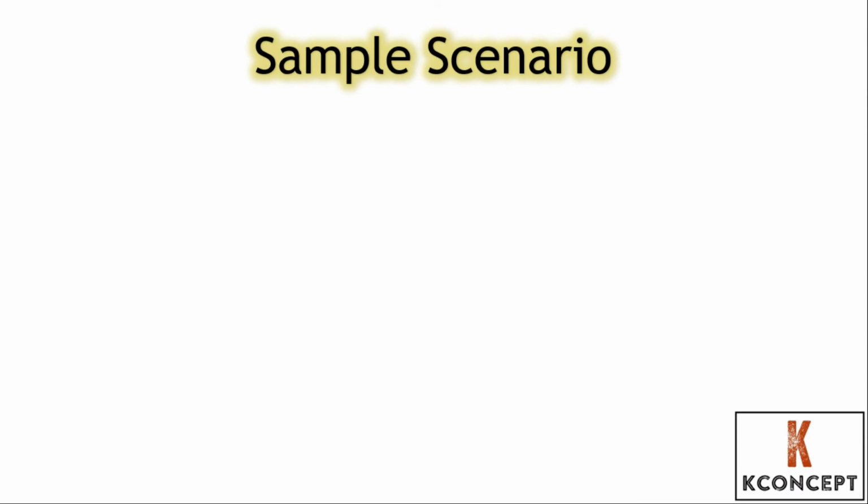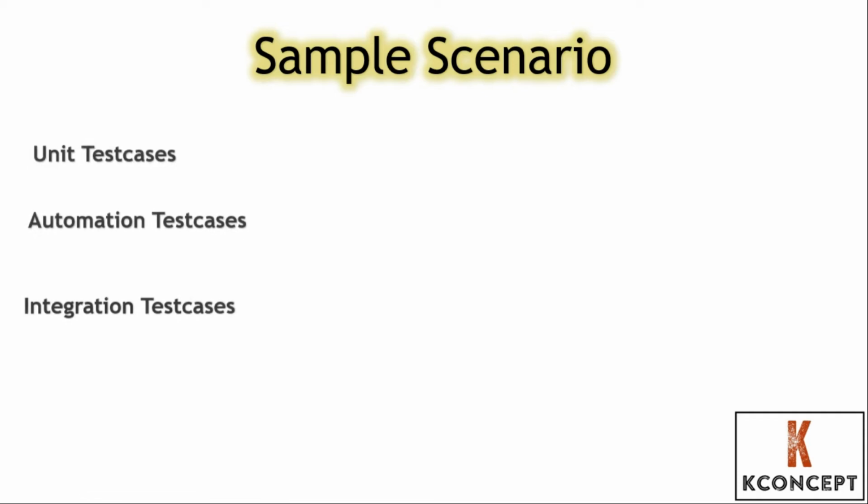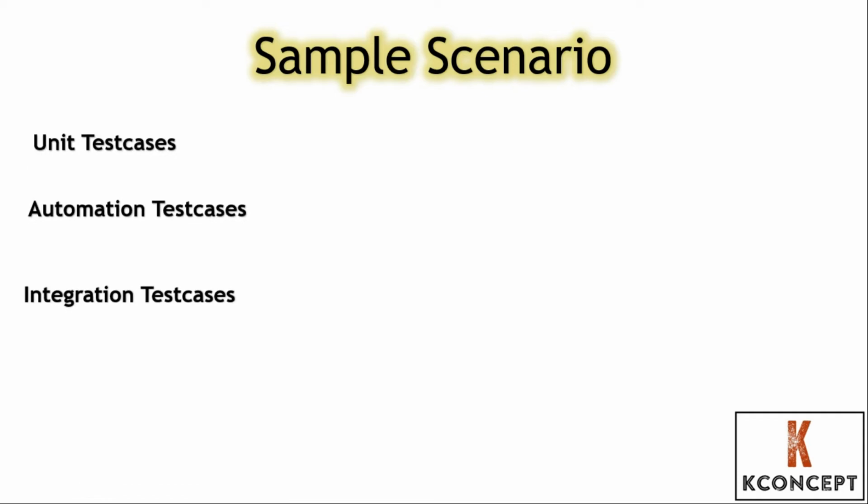So here is a sample scenario which we will discuss and implement to understand this concept of profiles in Maven in detail. Suppose your project has 3 types of test cases: unit test cases, automation test cases, and integration test cases. Unit test cases are generally written by the dev team, while the automation test cases are generally written by the QA team. And integration test cases can be written by a QA team or a UAT team based upon your project process.